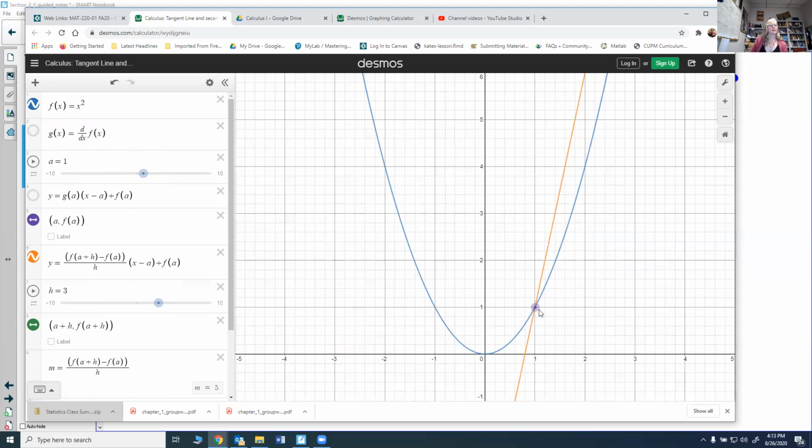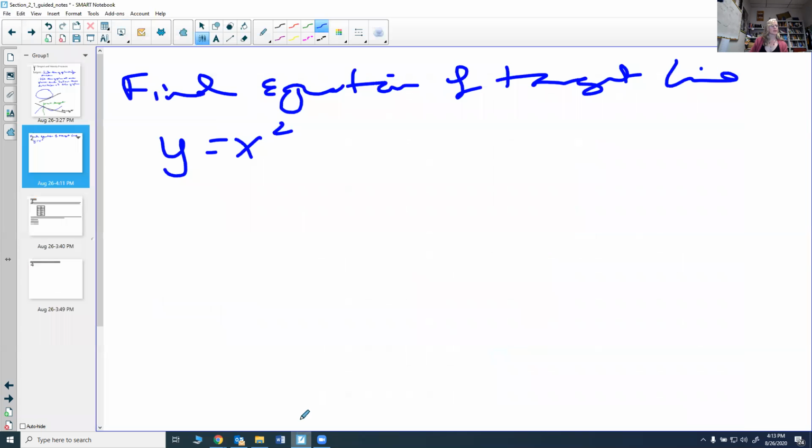So here I am at the point 1, 1 right there. And I'm now going to look at my secant line. Again, the secant line is just the line that connects two points that hit the curve. So here I have the point 2, 4, and here I have the point negative 2, 4, and 1, 1.